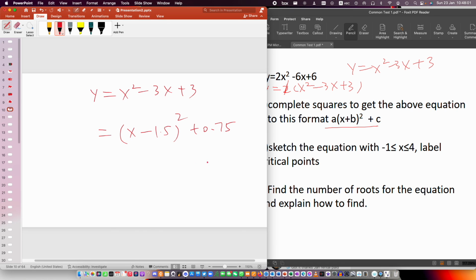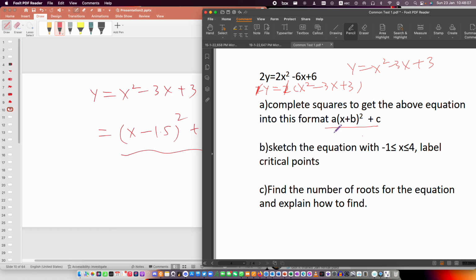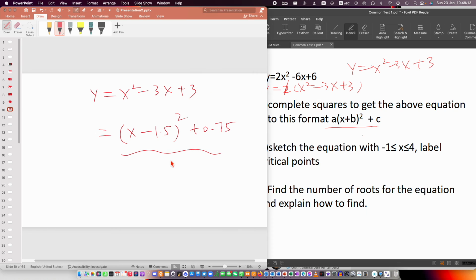So in fact, I have already expressed this into this format. So a equals 1. In fact, they are not asking you to write down the a value, b and c value. They just need you to express in this format. So as long as you have expressed it in this format, done. So this is the completing square method. Of course, you can use the comparison. I will leave it to you.